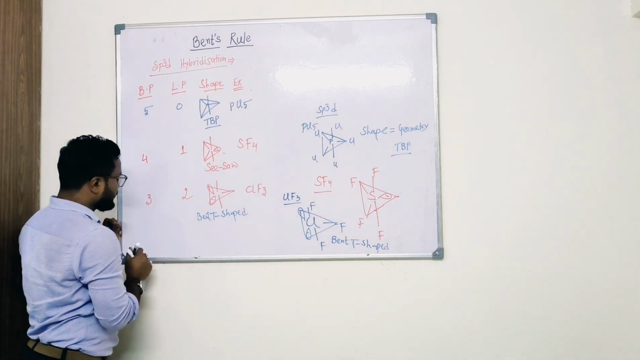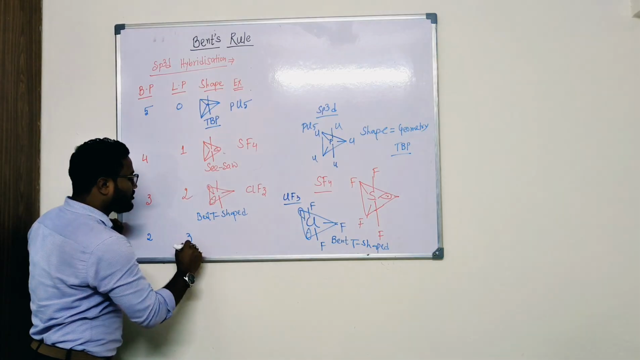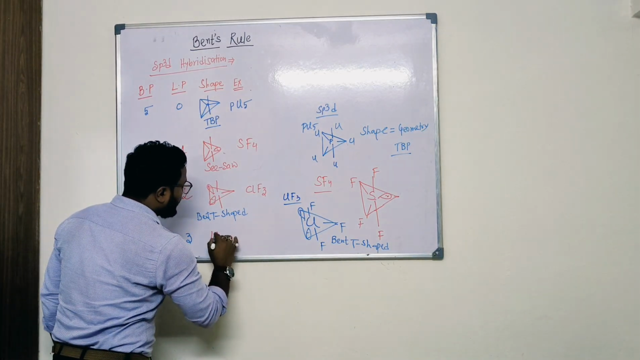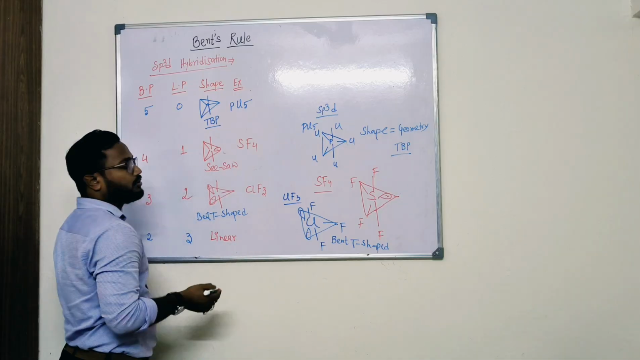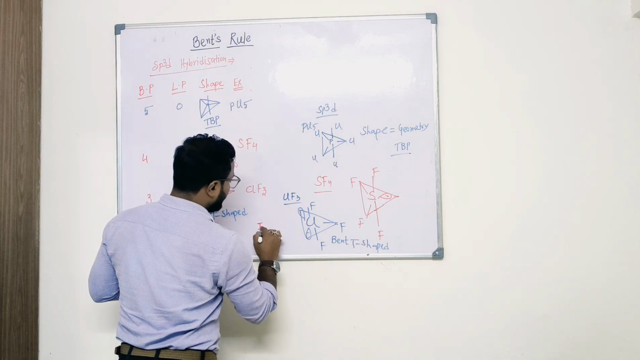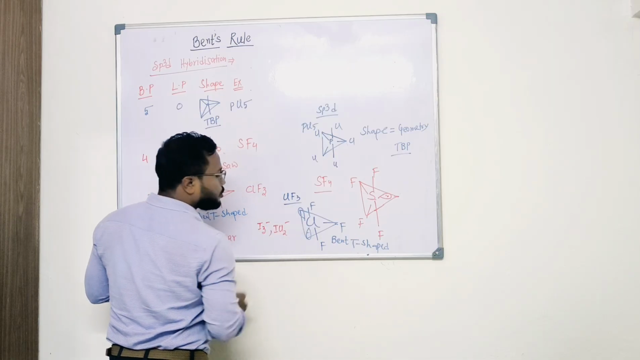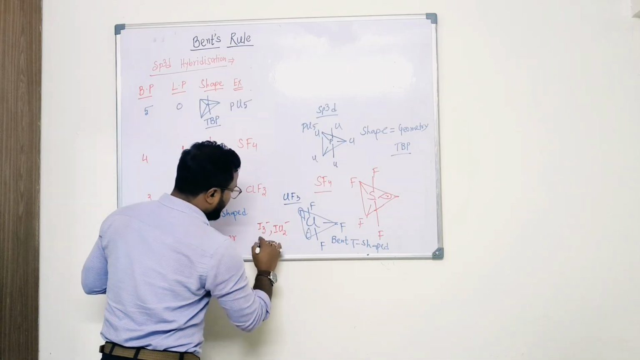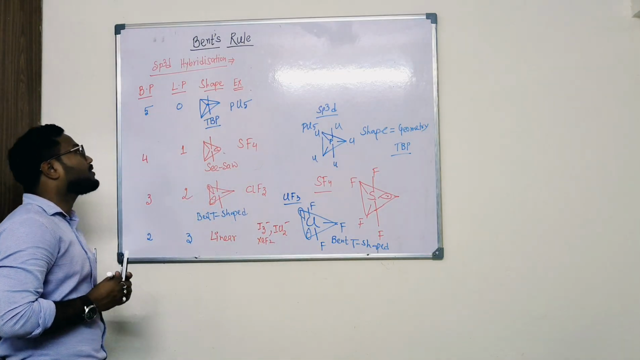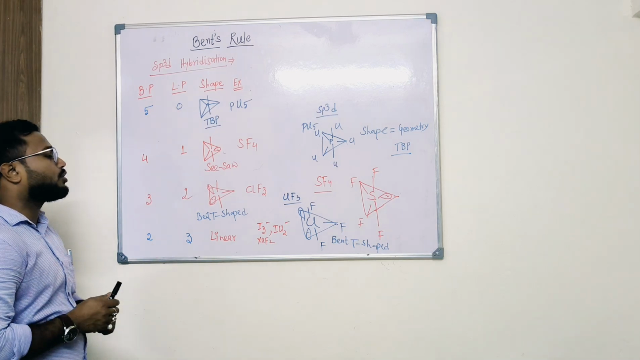If there are 2 bond pairs and 3 lone pairs, what is going to happen in that case? It is going to be a linear molecule. For example, I can take I3 minus, ICl2 minus, XeF2. In all the cases, it is going to be sp3d hybridized and the structure is going to be linear.